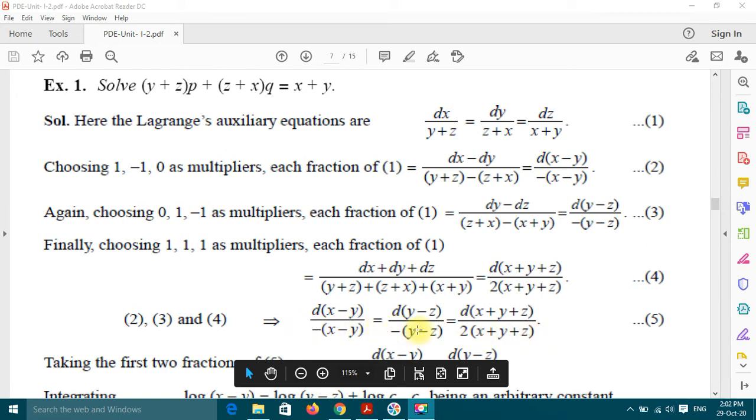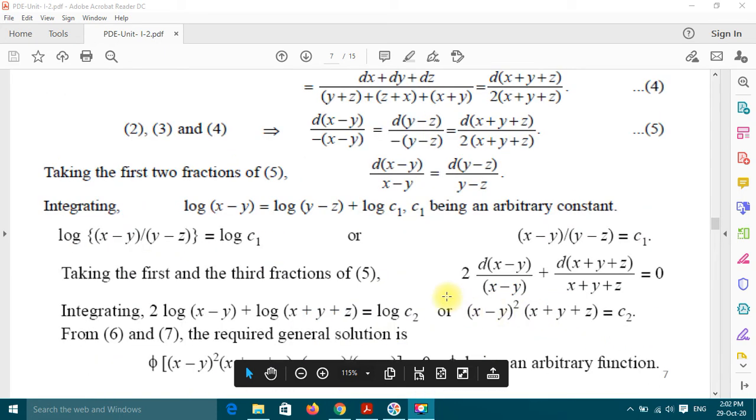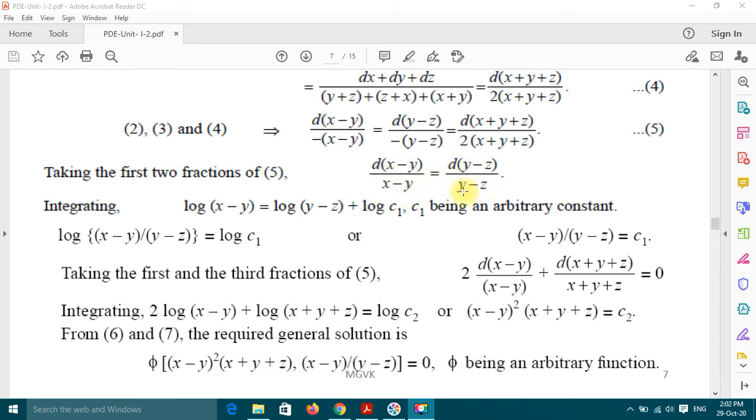Now we take the first two fractions and solve. Then we get d(x - y) upon (x - y) is equal to d(y - z) upon (y - z). If we integrate it, we get log(x - y) = log(y - z) + log c1, where c1 is an arbitrary constant. If we shift the log to the left side, then log(x - y) - log(y - z) = log c1. It means log of (x - y) upon (y - z) is equal to log c1, so (x - y) upon (y - z) is equal to c1. This is our first integral of the given partial differential equation.